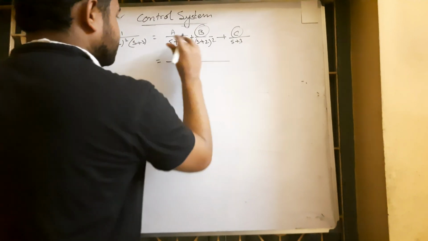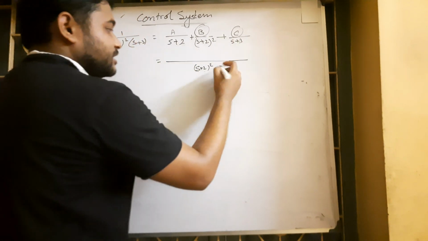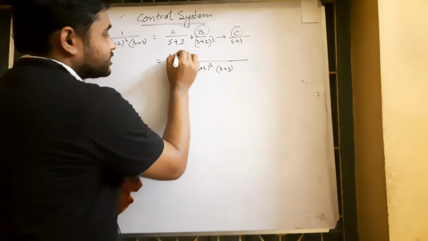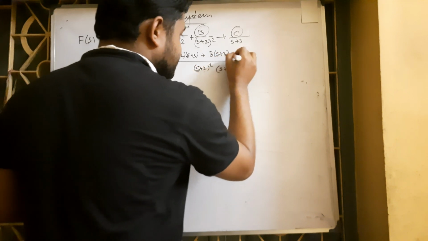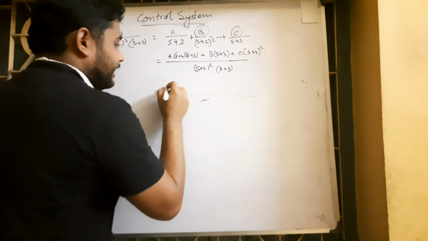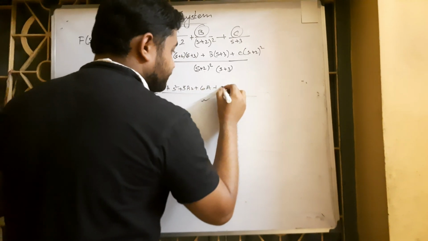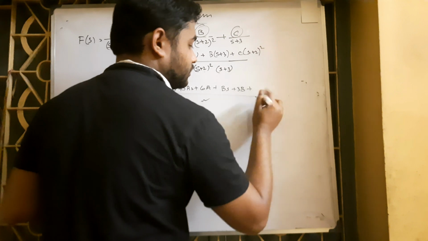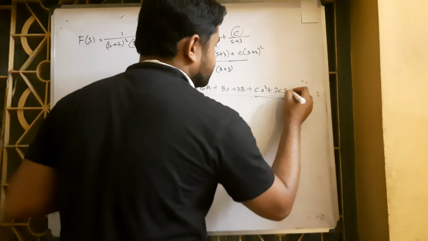Let us compute, sorry, s plus 2, s plus 2 whole square. The LCM will be s plus 2 whole square into s plus 3. So s plus 2 is gone, so a into s plus 2 into s plus 3, plus b into s plus 3 only, and c into s plus 2 whole square. Now this is a s square plus 5as plus 6a plus bs plus 3b plus c s square plus 2cs plus 4c.